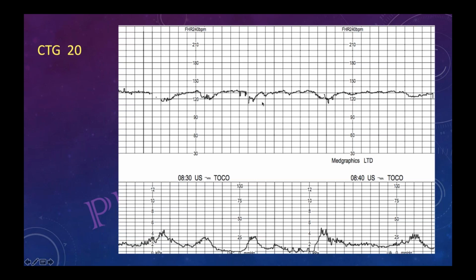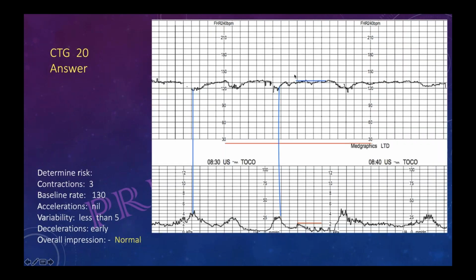Okay, so what is the feature? One non-reassuring feature, ma'am, suspicious trace. No, what is the NR feature? Variability is less than 5, ma'am. But it cannot be accounted because it is a 10-minute CTG, not a 30-minute CTG. Yes. Okay. So there is no NR feature here. Okay, ma'am. Normal trace.